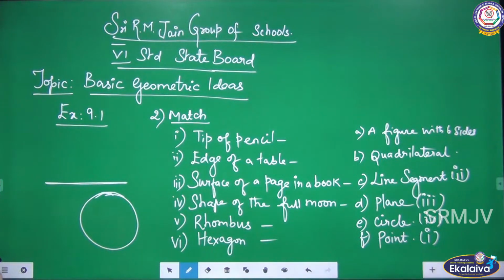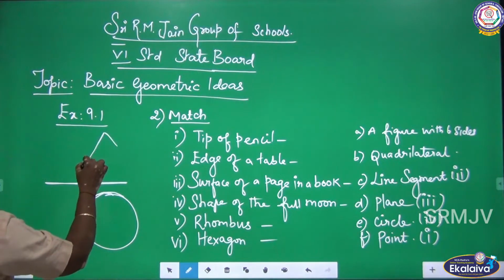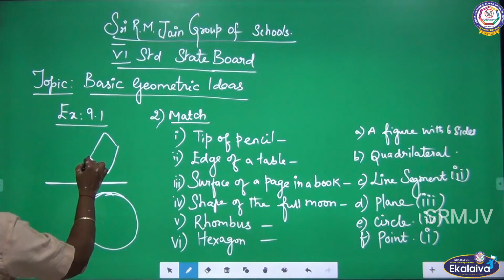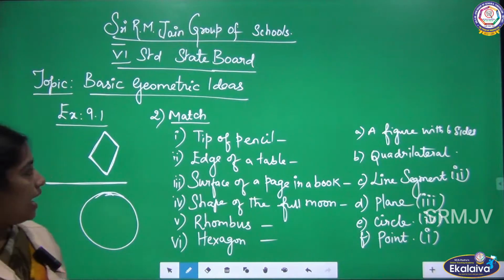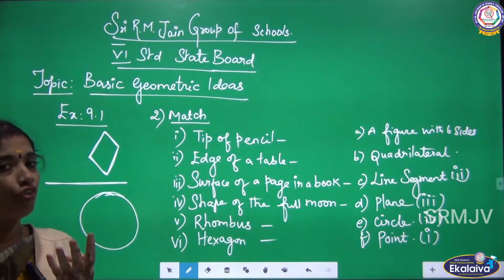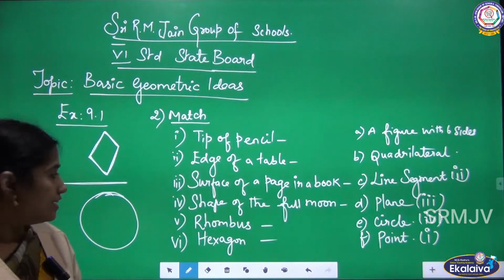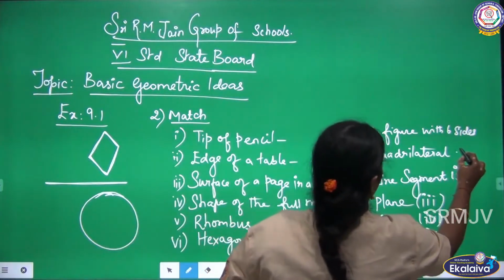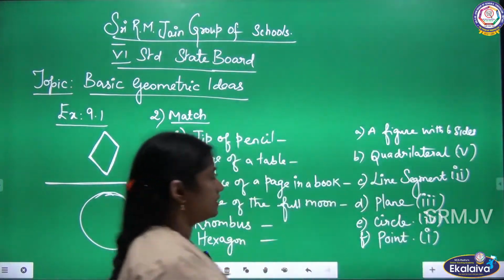A rhombus. What does rhombus mean? See, this is a rhombus. A rhombus is a quadrilateral, a 4-sided polygon. So rhombus is your 5th answer.